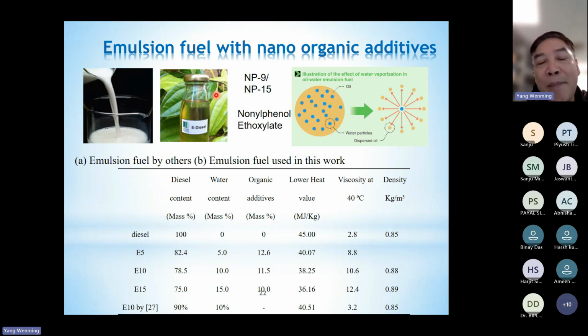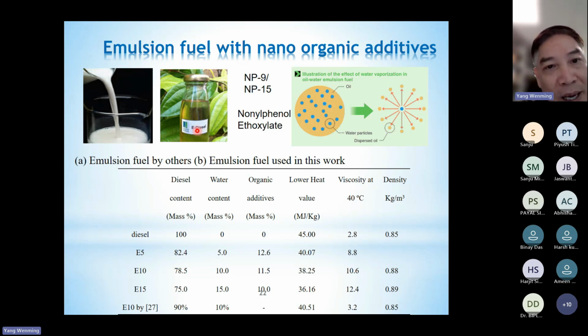We collaborate with industry, with companies that produce emulsion fuel. So the second fuel is the one we conducted. So you can compare the color. This one is a milk color. This one is more like transparent and similar to the color of diesel fuel, correct?